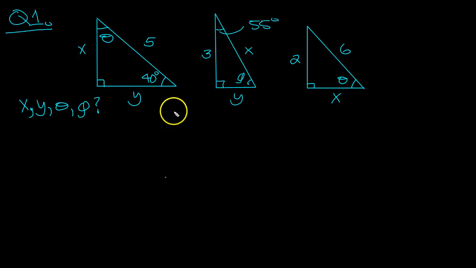Okay, let's have a look at this then. We need to find x, y, theta and phi in these triangles. We've got right angle triangles, so we can use SOHCAHTOA and we can use Pythag.